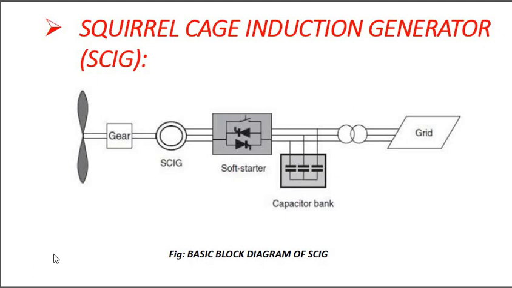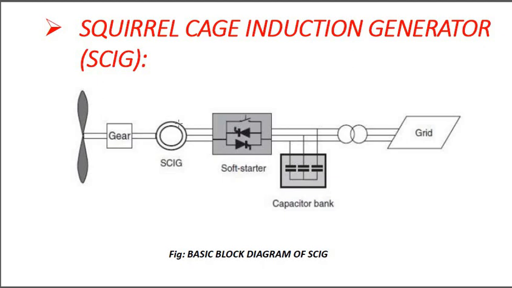This type of generator is used for constant speed wind turbine applications. The generator and the wind turbine rotor are coupled through a gearbox, and wind turbines based on SCIG are typically equipped with a soft starter mechanism, and reactive power compensation is controlled by the capacitor bank. SCIG will consume reactive power.